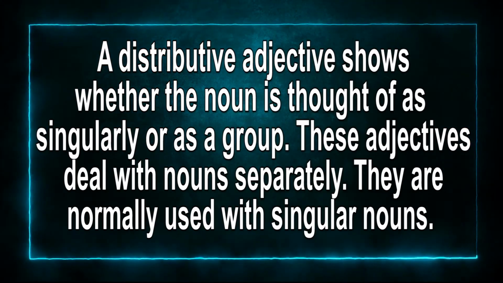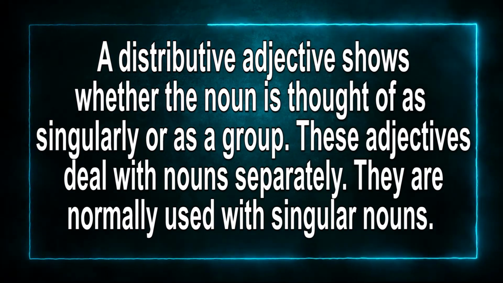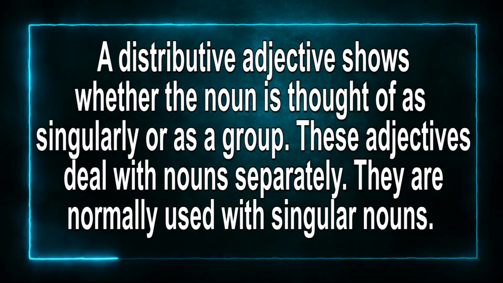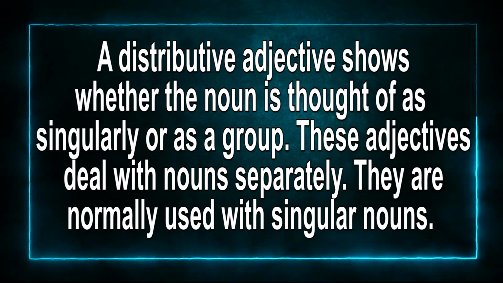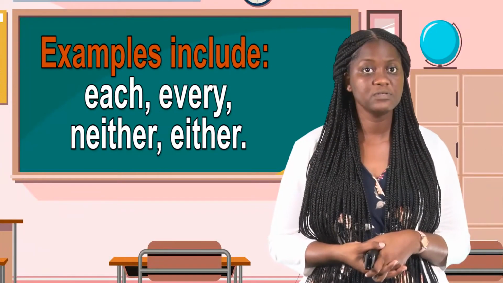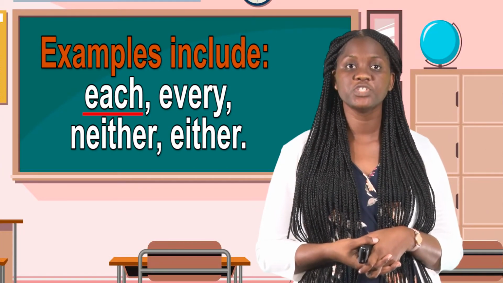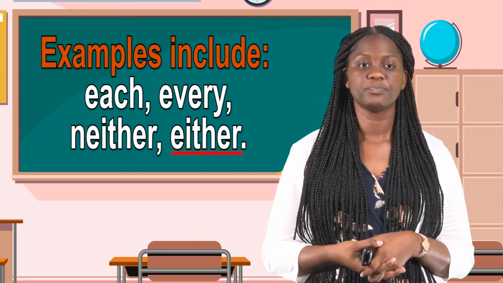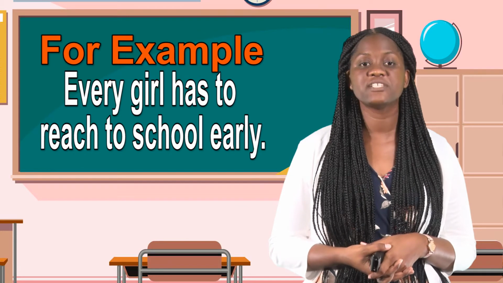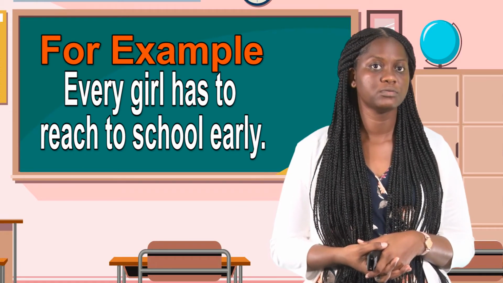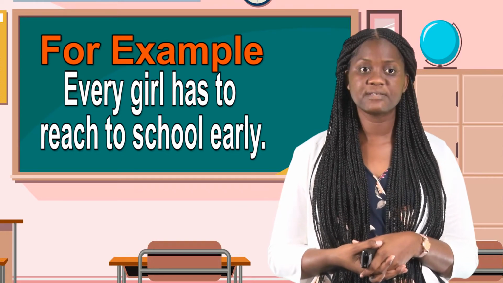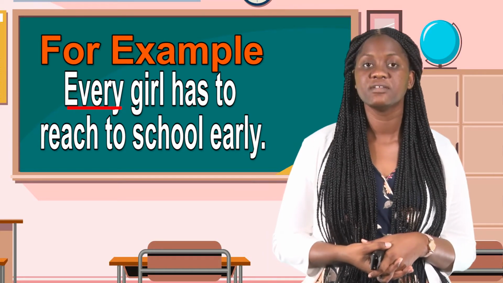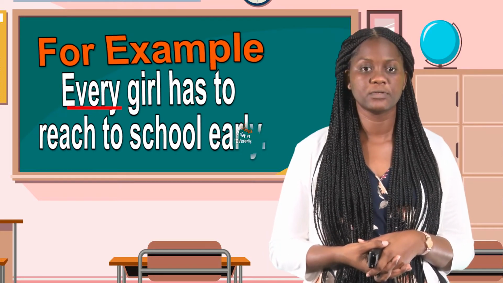These adjectives deal with nouns separately. They are normally used with singular nouns. Examples include each, every, neither, and either. Some examples of sentences with these adjectives are: Every girl has to reach the school early. In this case, every is the distributive adjective.